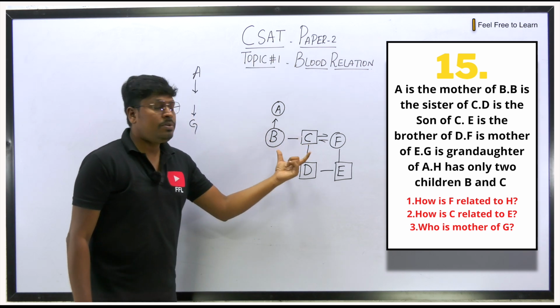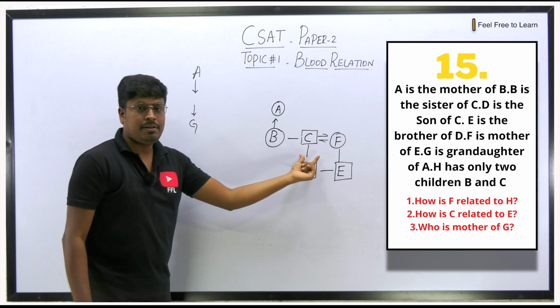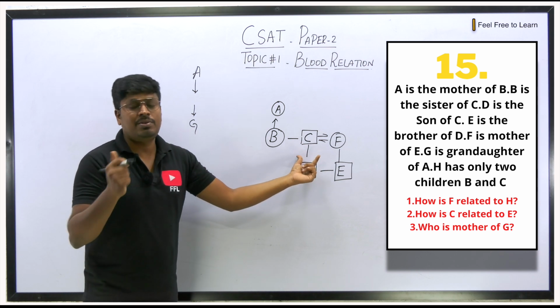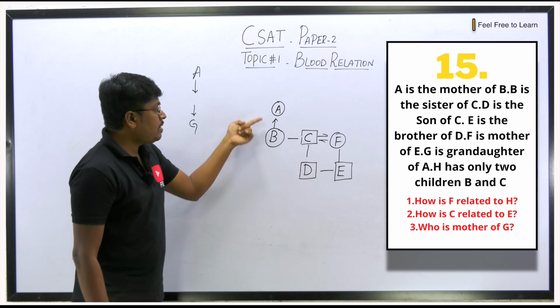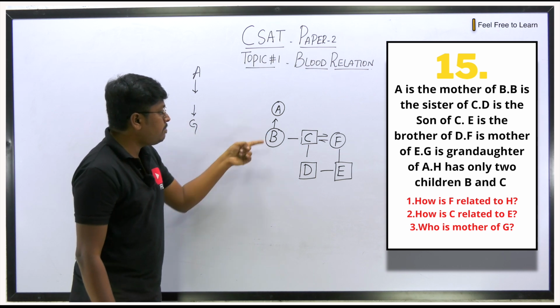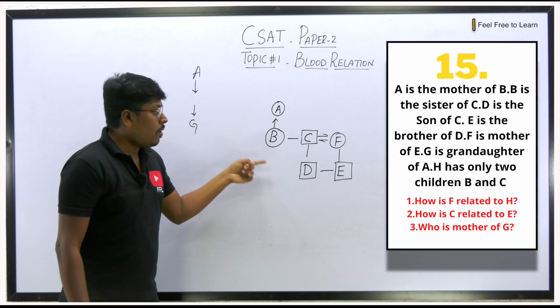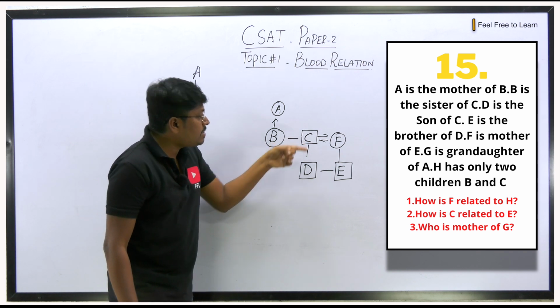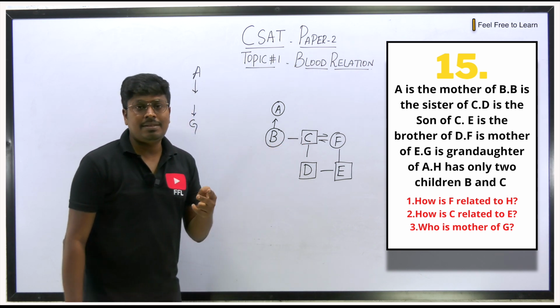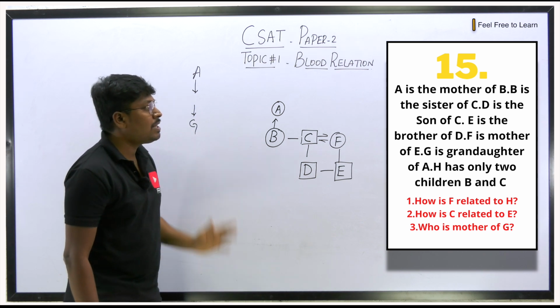We can't fix that G for only one child, right? It is not possible. So here the person G can be B's daughter, so that A and G will be granddaughter, or else the person G can be C's daughter. So 2 chances are there. So let me move on to the last point.